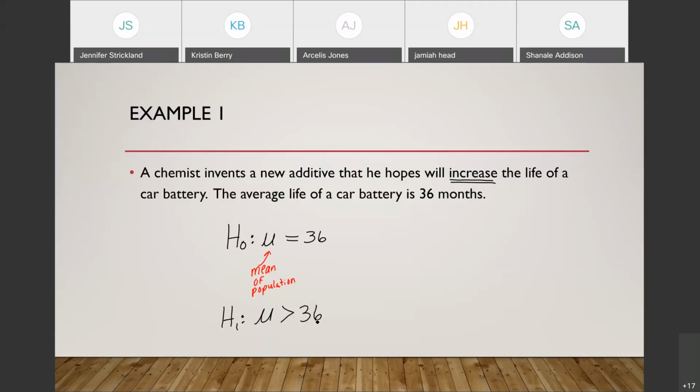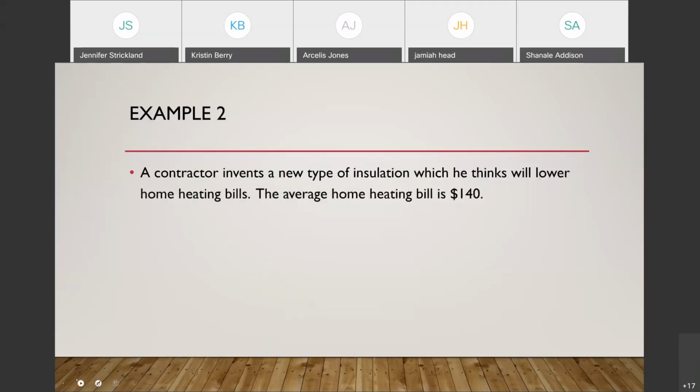All right, so we're going to come back and work on this one in just a minute a little bit more. All right, so I'm going to go to another page and let's write down example 2. Okay, so we've got some room on example 1 and we're coming back to it. All right, so example 2 says that a contractor invents a new type of insulation, which he thinks will lower home heating bills. Average home heating bill is $140.